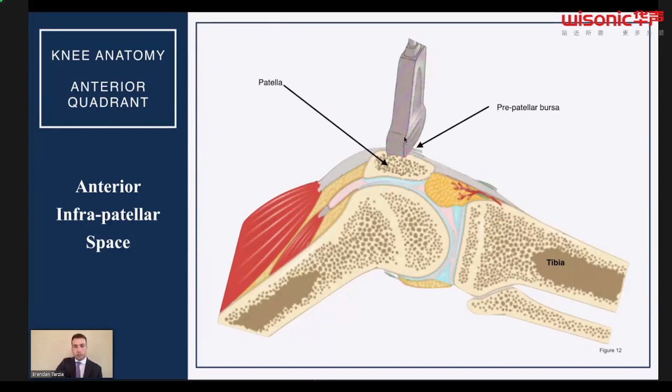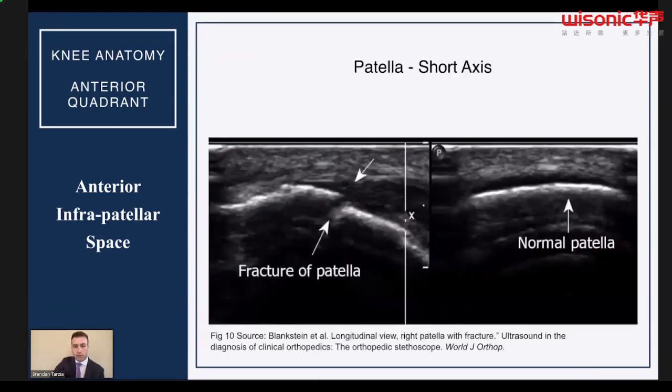If you put too much force down, then you're most likely just going to push that out of the way, because there shouldn't be that much space, that much fluid, and then you're not going to see that bursa at all. But you can evaluate the patella itself and look for things like fractures using ultrasound as well. So instead of seeing this picture of a normal patella, with this nice linear hyperechoic line, you have this abnormality right here that you can see as a fracture of the patella.